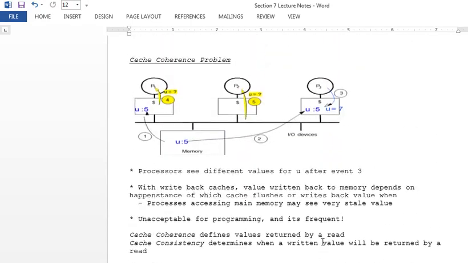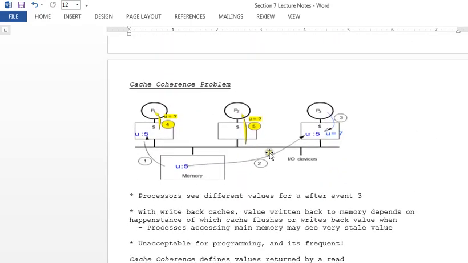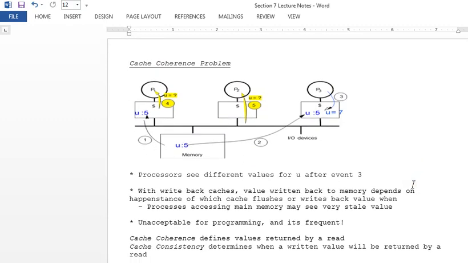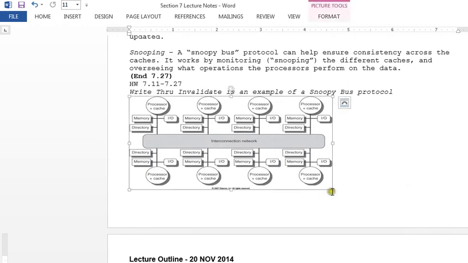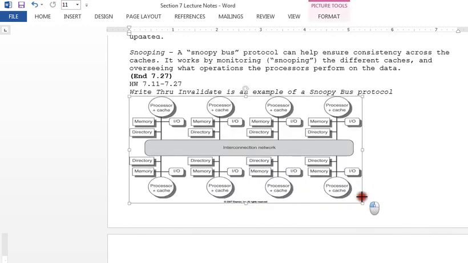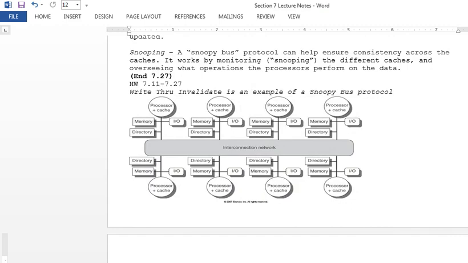Yeah. You're talking about here? This one? Okay. So this is directory protocol. This is snoopy bus, right? So the snoopy bus here is using, actually this is a better figure to look at. Expand it out. So what's going on here is we have a processor and cache. Each processor has its own local copy of the cache, right? And it has its own local copy of data memory.